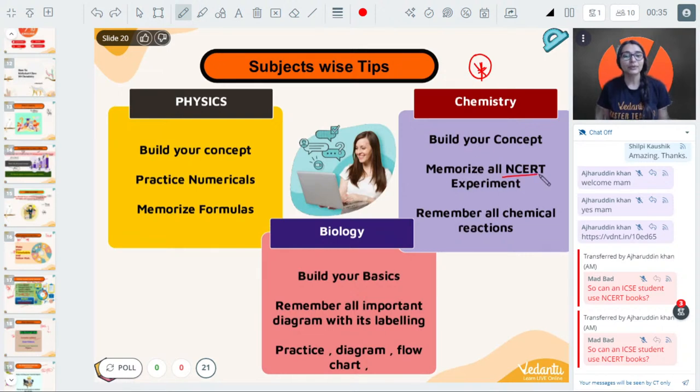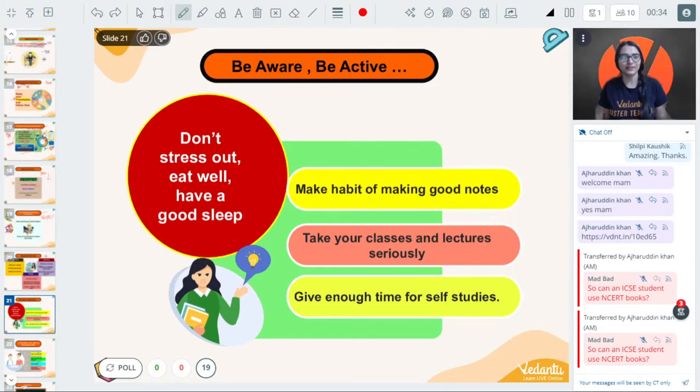The next thing, memorize all the NCERT experiments. Guys, this is very important because in the board exam, they do target the experiments that are given in the NCERT textbook. So you have to make sure that you memorize them very well. We will do this in the syllabus, and remember all the chemical reactions also. So these are some points. Don't worry, we are together in this. Okay, be aware and be active in this entire 1 year.